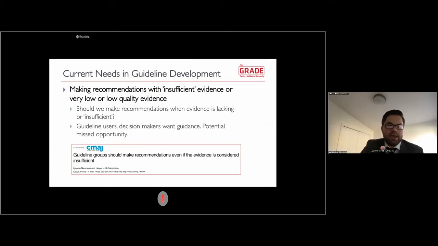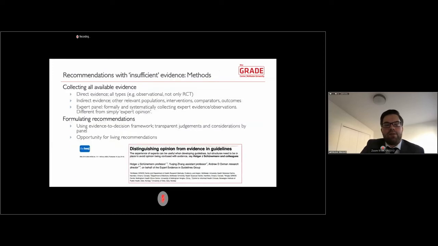And I've highlighted also a recent commentary by Drs. Newman and Schoenemann about, again, making recommendations when evidence is considered insufficient. And we do have methods and approaches for dealing with this scenario, in that we want to collect all available evidence, so direct evidence of all types, not only randomized controlled trials, but also observational studies, looking at indirect evidence, other relevant populations, interventions or comparators from which we can draw and make inferences about intervention effects, for example.